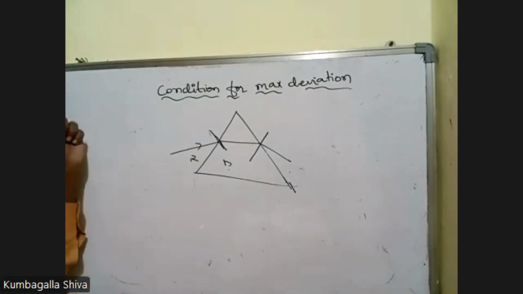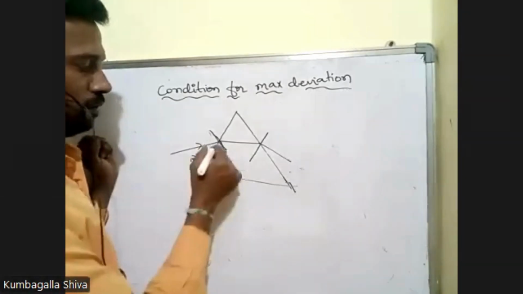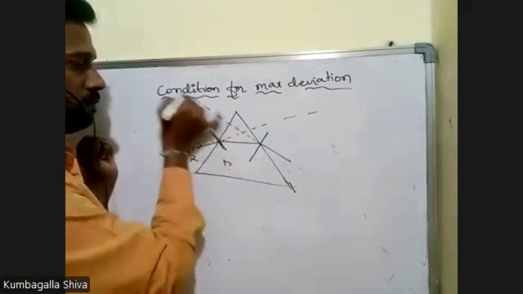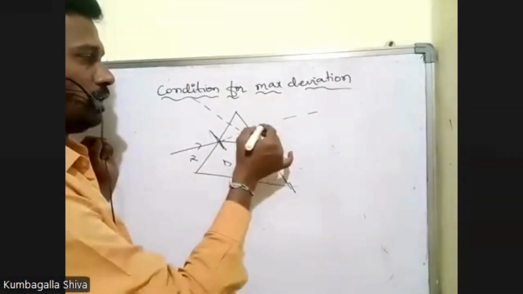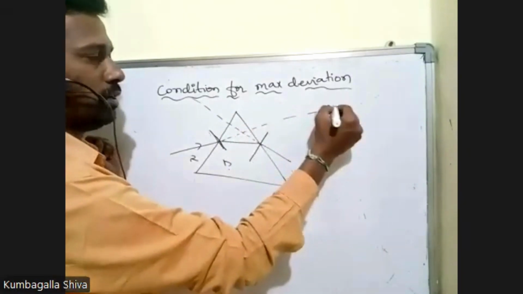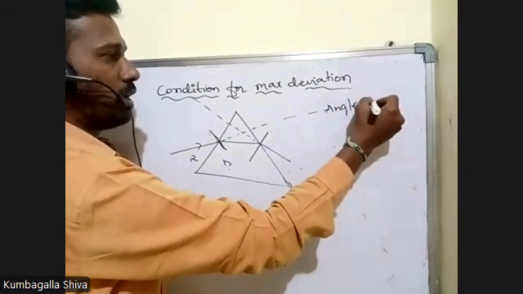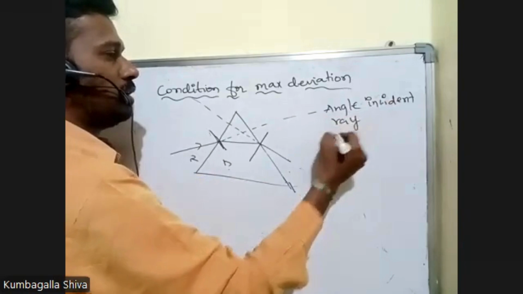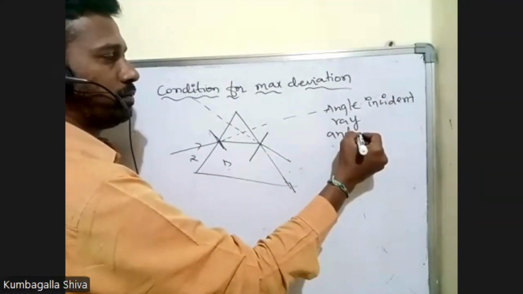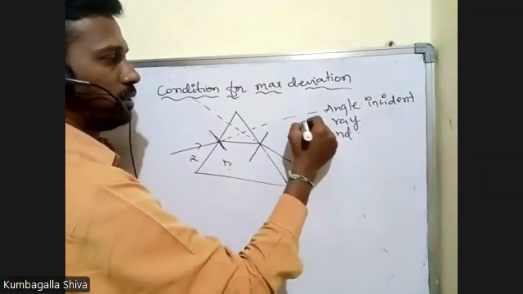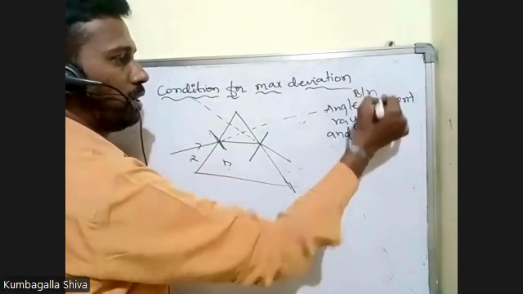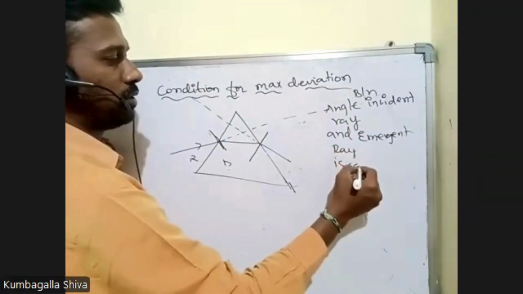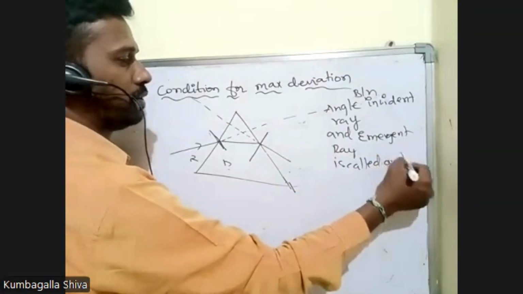But what is the meaning of maximum deviation? When the incident ray is produced forward, and the emergent ray is produced backwards, the angle between the incident ray and the emergent ray is called the angle of deviation.